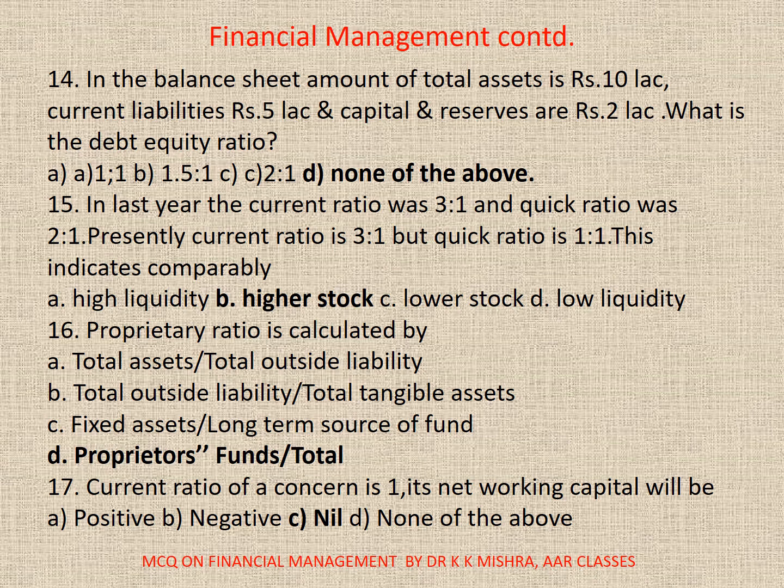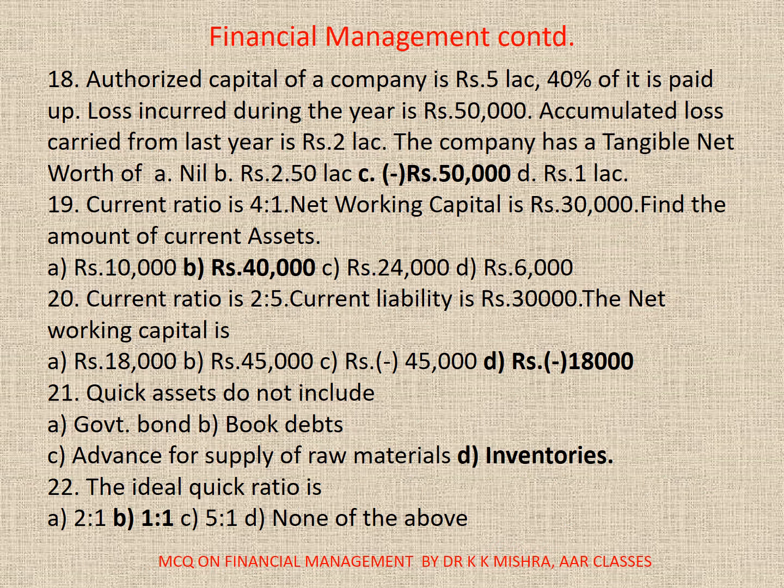17. Current ratio of a concern is 1. Its net working capital will be, correct option is C, nil. 18. Authorized capital of a company is rupees 5 lakhs. Say 40% of it is paid up. Loss incurred during the year is rupees 50,000. Accumulated loss carried from last year is rupees 2 lakh. The company has a tangible net worth of, the correct option is C, minus rupees 50,000.